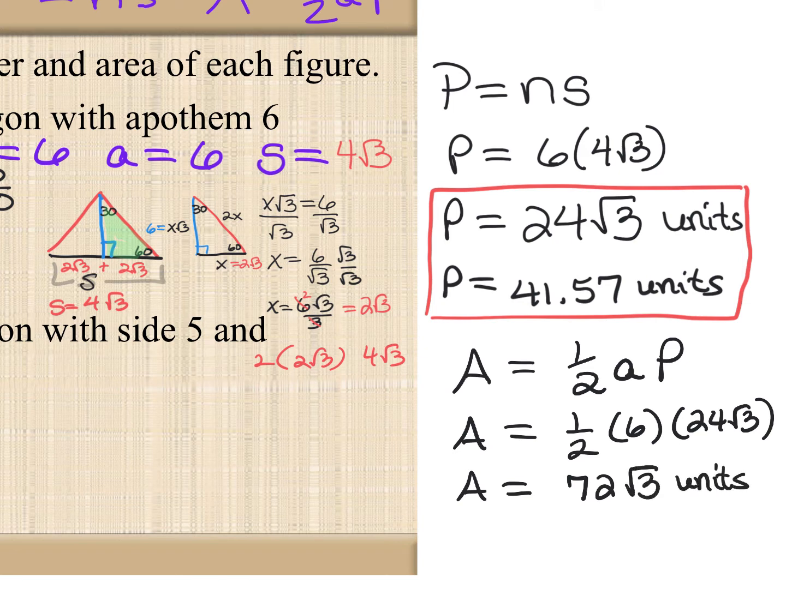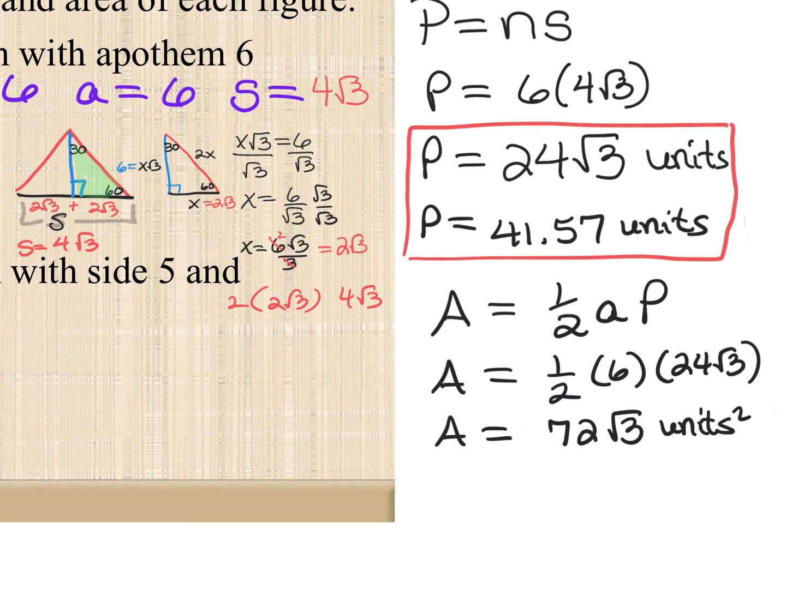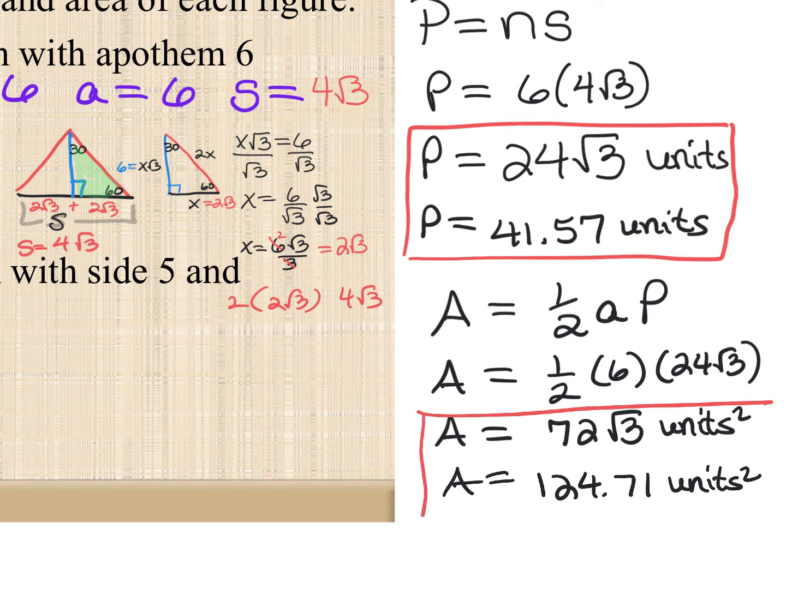Area units are always squared. Then if I wanted to find it rounded to the hundreds place, multiply 72 times the square root of 3. And that should give you 124.707, so 124.71 units squared. So again, depending on what the instructions say, if it's exact, it's the first one. If it's rounded to the hundreds place, it's the second one.